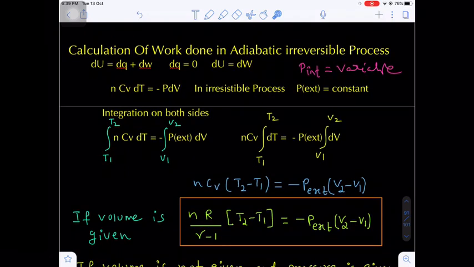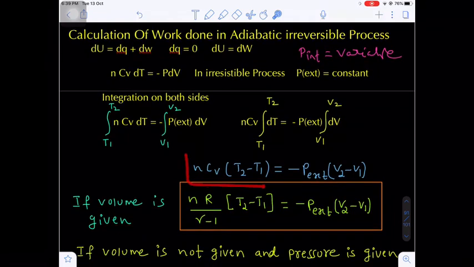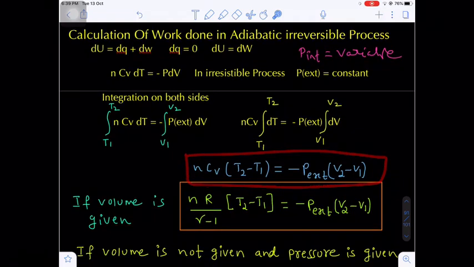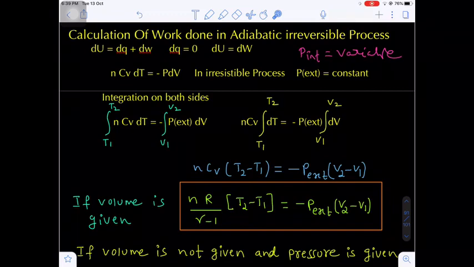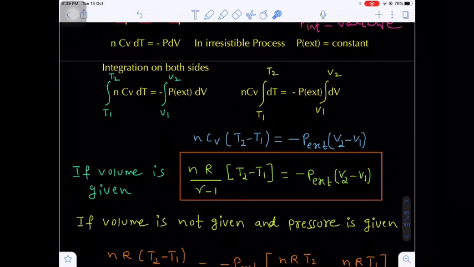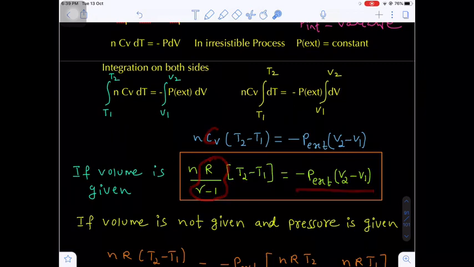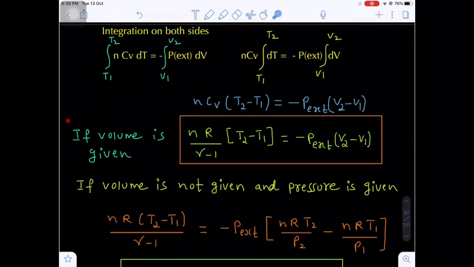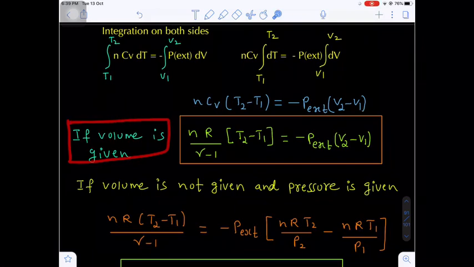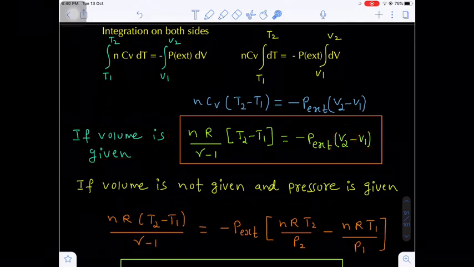Okay. So after integration, you will get the final expression: nCv ΔT equals minus P external into (V2 minus V1). Now what is the Cv value? Capital R by gamma minus 1. So nCv ΔT equals minus P external into (V2 minus V1). This formula is valid when volume is given. In the question, if initial volume and final volume are given, then this formula is valid. Are you getting my point?